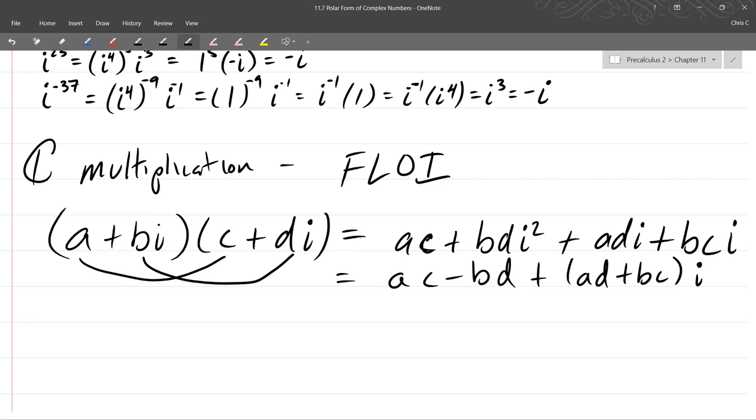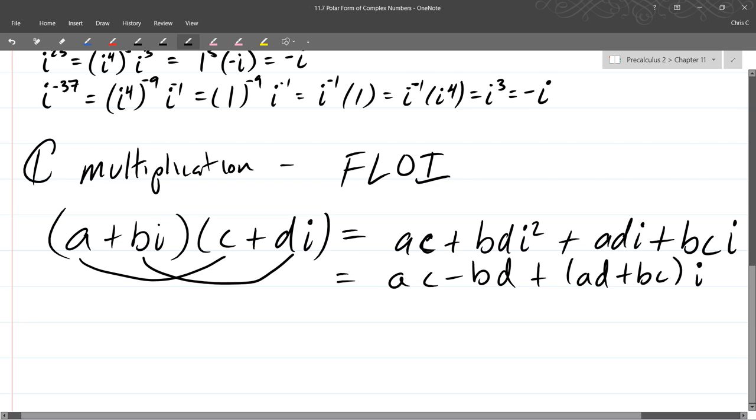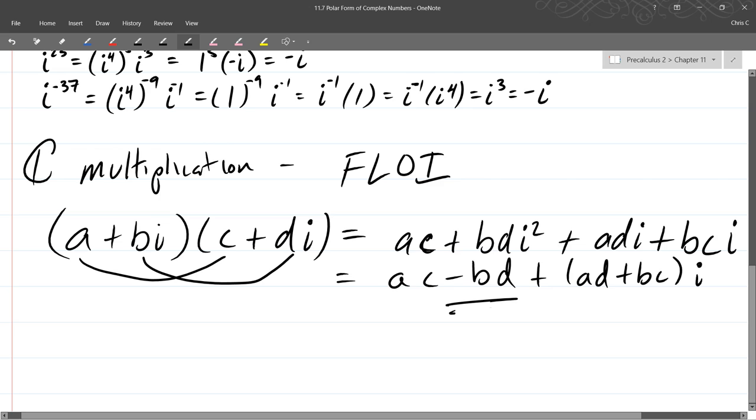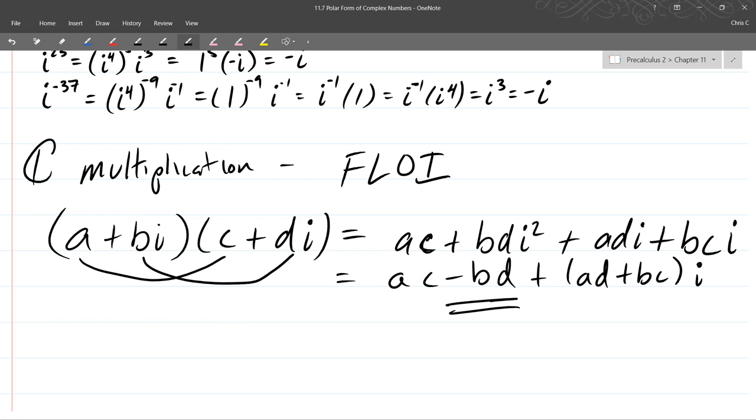What happened to i squared? It became negative 1. So i times i is negative 1, so you actually get ac minus bd. That's the same as plus bdi squared. So this is the weird part right here. So make sure you pay attention to that. Other than that, it's pretty much FOILing as usual. You just get that little i squared is negative 1.